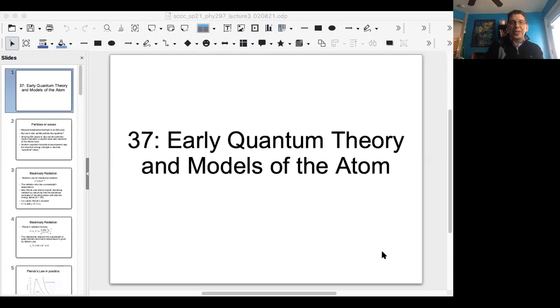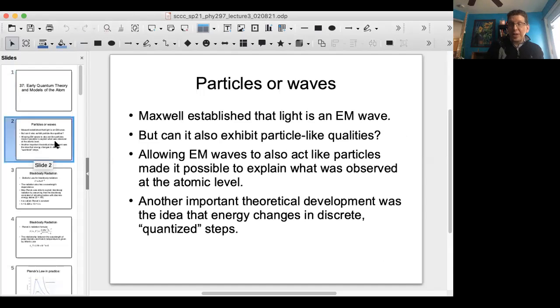Let's then move on to chapter 37, the early quantum theory. So a decent amount of this was actually developed before Einstein, or before the special theory of relativity, excuse me. And some of it was even developed by Einstein himself when we talk about the photoelectric effect. So Maxwell had established that light was an electromagnetic wave. And it was also determined that even though it was a wave, it exhibited particle-like qualities, and it didn't appear to have a mass per se, but it could exhibit particle-like qualities.